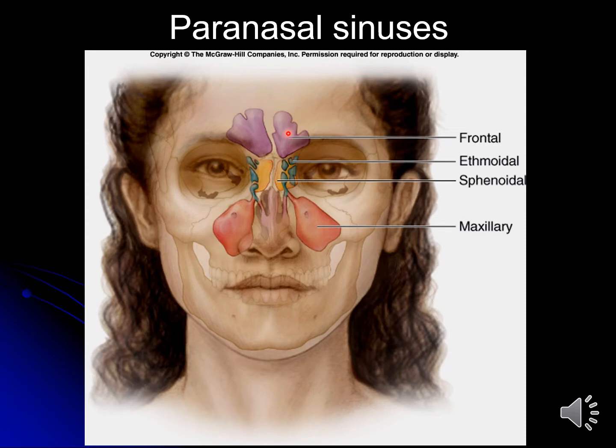So we have frontal sinus, maxillary sinus, sphenoidal sinus, and ethmoidal sinus, having anterior, middle, and posterior ethmoidal cells. All these sinuses are connecting to the nose through its lateral wall, which we are going to discuss. So air is passing through the nose and entering into the sinuses.